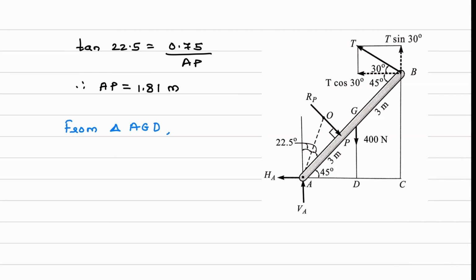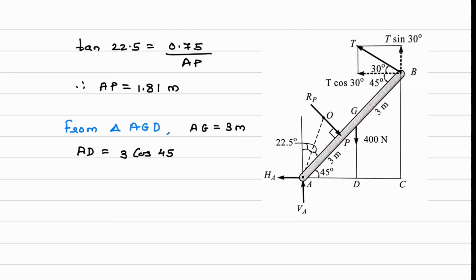What can I write down? This AD distance is adjacent, so it will be cos. So it is equal to 3 cos 45. This is the value of AD. And the AG value we know, AG is equal to 3 meter, so that is why we have substituted the AG value as 3 meter. So this is about AD.